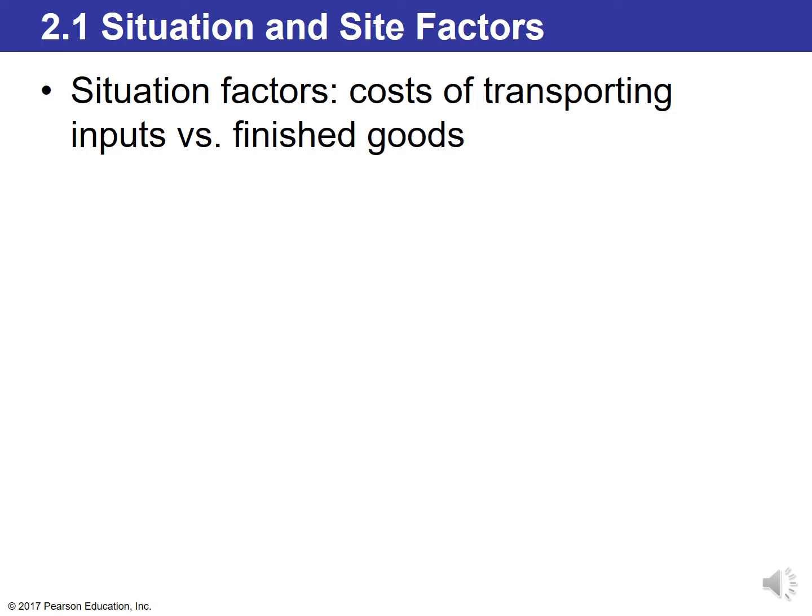All right, so 2.1, situation and site factors. Just first of all, looking at why this is important to human geography and why we're studying it in this course is that geographers want to be able to explain why a company would choose to locate in one city instead of another. So why would it be more profitable to put an Amazon warehouse in Raleigh than it would be in Birmingham or whatnot?